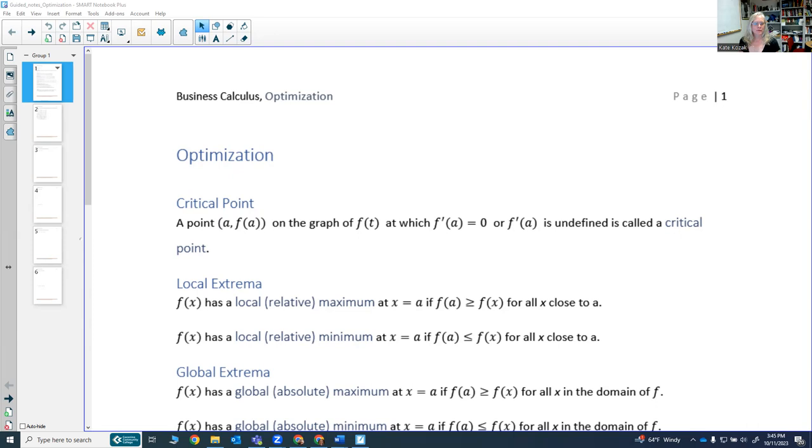Local extrema. F of x has a local or relative maximum at x equals a, if f of a is greater than or equal to f of x for all x close to a. F of x has a local or relative minimum at x equals a, if f of a is less than or equal to f of x for all x close to a.